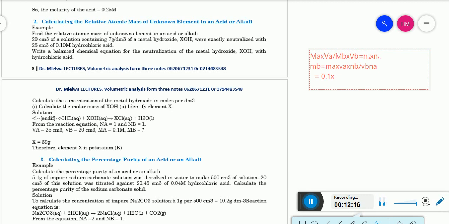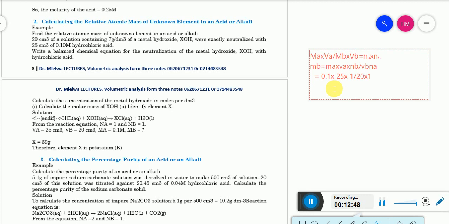Volume of acid tupewa ni 25 times C. Number of moles of acid ni 1, hiyo ganya kwa 20 mara 20 kwa utapata ni kama 2.5 ganya kwa 20. 2.5 ganya kwa 20 utapata ni kama 0. I don't know the exact answer hapo. 0. hapo 2.5 ganya kwa 20.